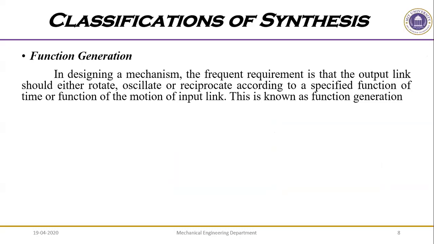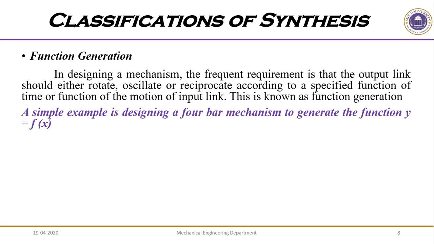In case of function generation, in designing the mechanism, the frequent requirement is that the output link should either rotate, oscillate, or reciprocate according to a specified function of time or a function of the motion of the input link. Right now I have explained, suppose we require the function y is equal to sin x, sin theta, sin t, which are functions in terms of time, in terms of theta, in terms of displacement of an input link. If the output link follows the given function, that is called function generation.